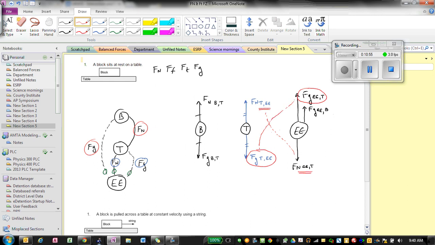And then lastly, I see a mistake here. This is not a gravitational force on the block by the table. This should be a gravitational force on the block by the entire Earth, because only the entire Earth is interacting through a sizable gravitational force. So this force here, gravitational force on the entire Earth by the block, is the same as this force over here, gravitational force on the block by the entire Earth. Okay, so that's a basic interaction diagram.